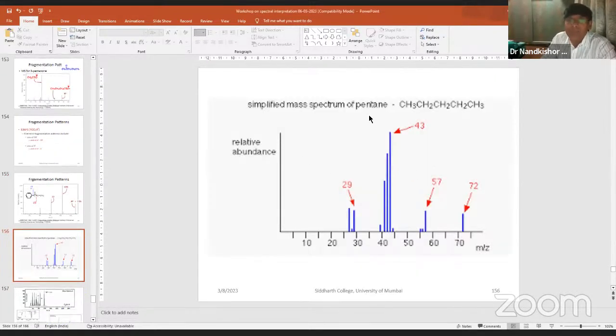Now this is a hydrocarbon, like a pentane or hexane type of compound. What will happen here? There is a loss of a methyl group, maybe an ethyl group, then a propyl group. So if this is M plus and you lose 15 units, you will get this one. If you lose 29 units, you will get 43. And if you lose the rest of the 43 units, you will get 29. This way you can easily show the possibilities of fragmentation.